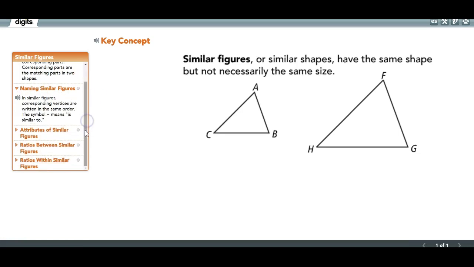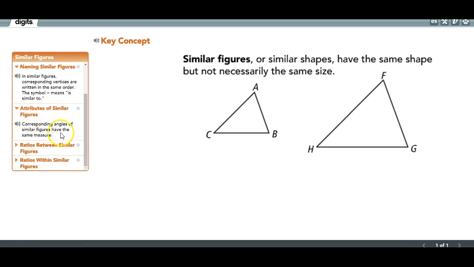Naming the similar figure, again, this little squiggle symbol just means that they are similar. So in similar figures, corresponding vertices are written in the same order. So if I was going to write this, that would be triangle ABC is similar to triangle FGH. So the vertices all need to stay in the same order too, however you write them. I could say it is CAB as long as I say it's similar to triangle HFG. So they just have to be in the same order.